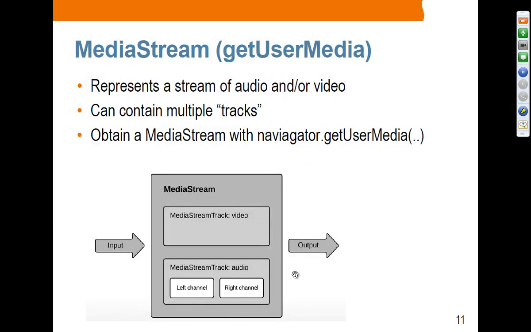A media stream object represents a stream of audio and/or video. It could be just video, it could be just audio. It's typically a combination, and it can contain multiple tracks. Typically it will have one single video track and one single audio track. You can get this media stream object by calling the getUserMedia method of your navigator.